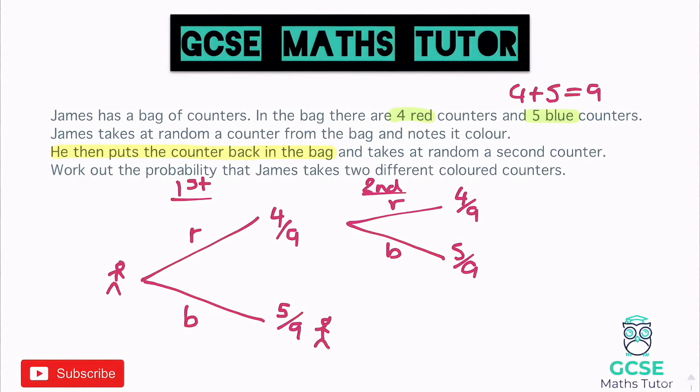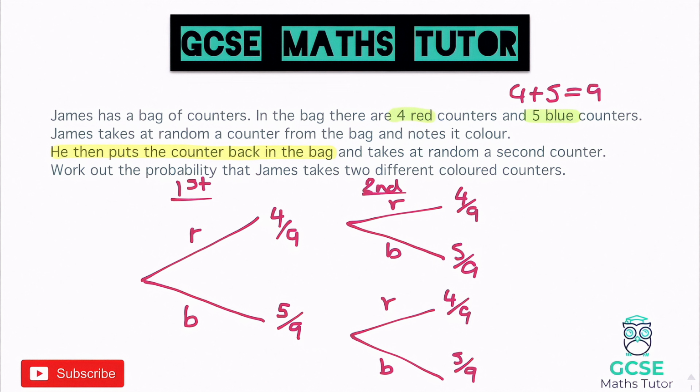Now again we're going to take a second counter, and that again can be red or blue, so we'll label that up, red or blue. And again the probabilities are just going to be exactly the same. It doesn't matter whether I took a red or whether I took a blue, it's still 4/9 and 5/9 as that counter has been put back in the bag. So we've constructed our tree, and let's just get rid of all of this.